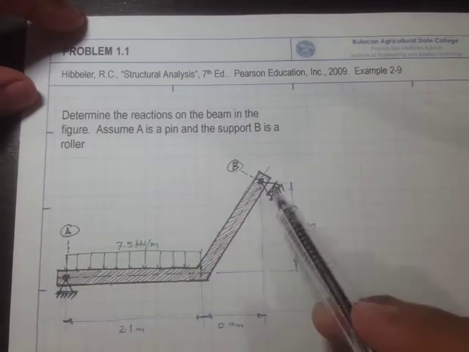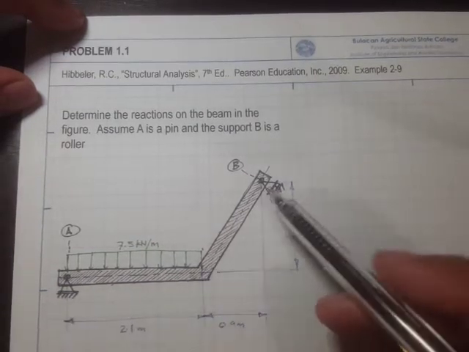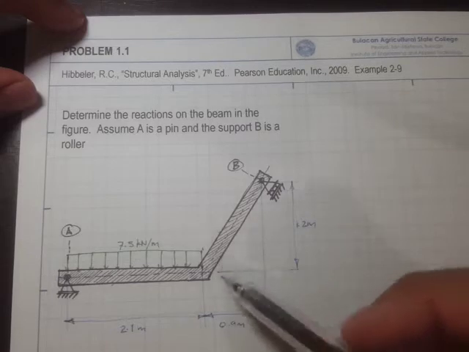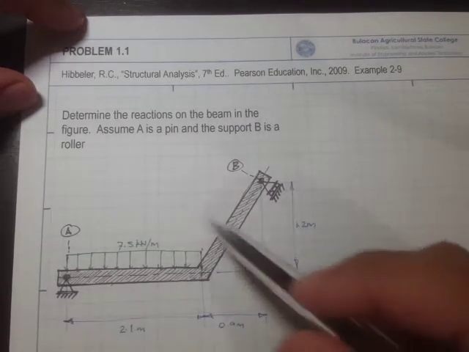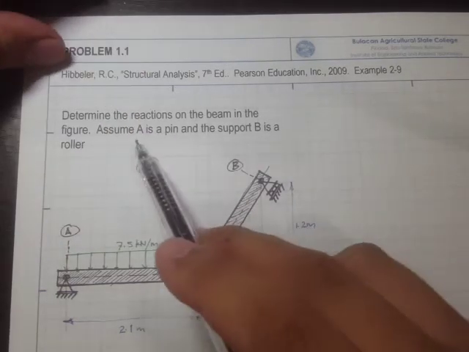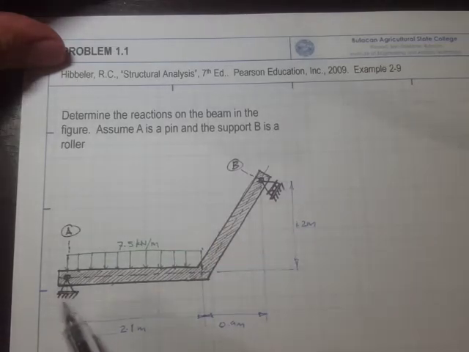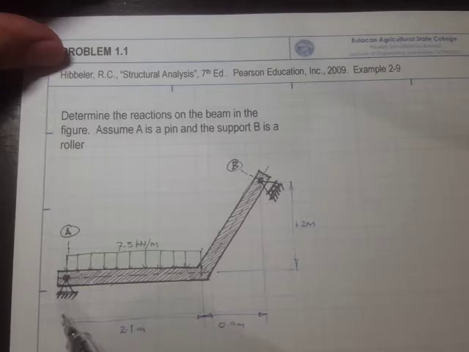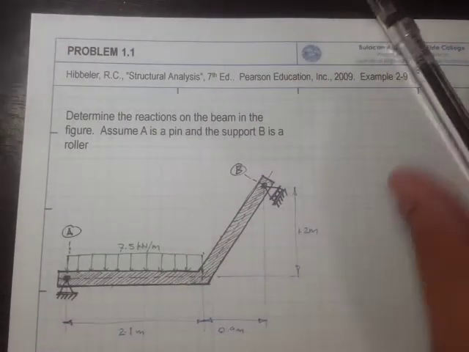Here's the figure, and this is the beam, although this is not a straight beam, but the load is in flexure, so that's why it's still referred to as a beam. It says here to assume A is a pin. So this is our A, a pin support, and B is a roller support.